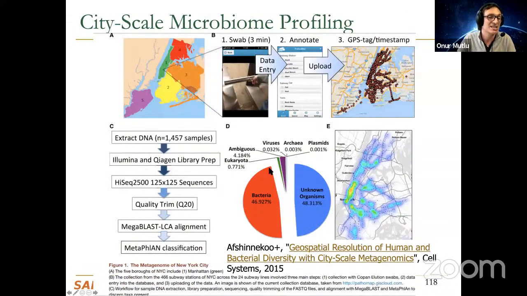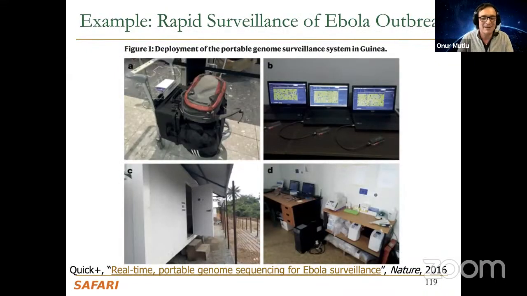So these are some applications of these devices. Of course, we're very much bottlenecked by computation and platforms today. And this is another example. This looks like old news, but this is actually a paper that was published in Nature in 2016 related to the Ebola outbreak. You can see that the title of the paper is Real-Time Portable Genome Sequencing for Ebola Surveillance. Now, this sounds familiar, right?